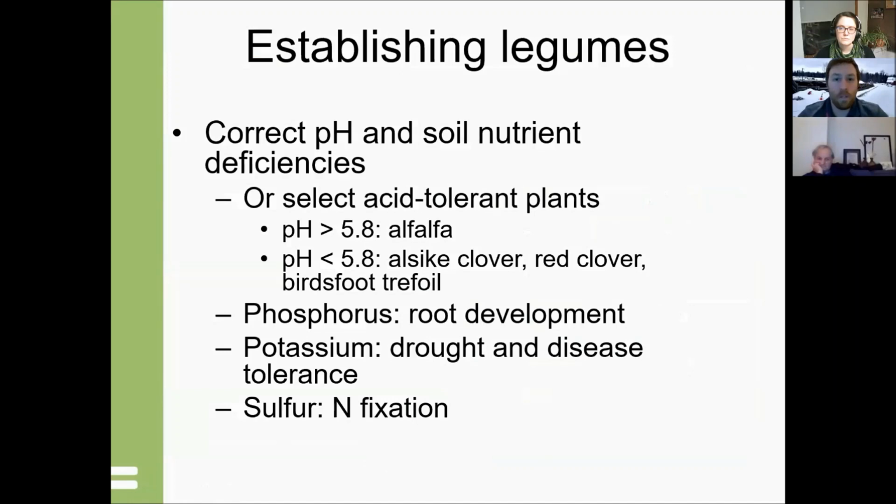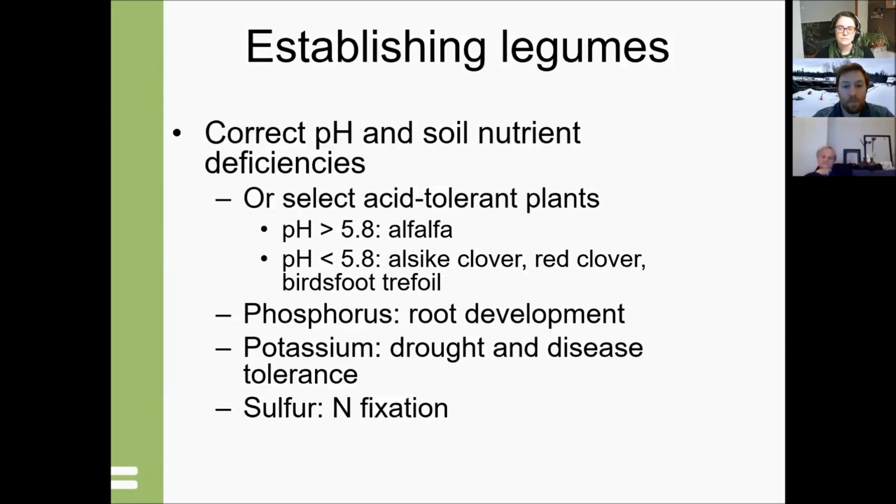So when you're establishing legumes, the first thing you want to think about is correcting the pH and then any soil nutrient deficiencies that you have. If you're not really able to correct pH, an option is to select an acid tolerant plant. So at higher pHs above 5.8, alfalfa will do pretty well. But if it's below that, alsike clover, red clover, and bird's foot trefoil will also grow pretty well. So just because your pH is low doesn't mean you can't have legumes in your stand.